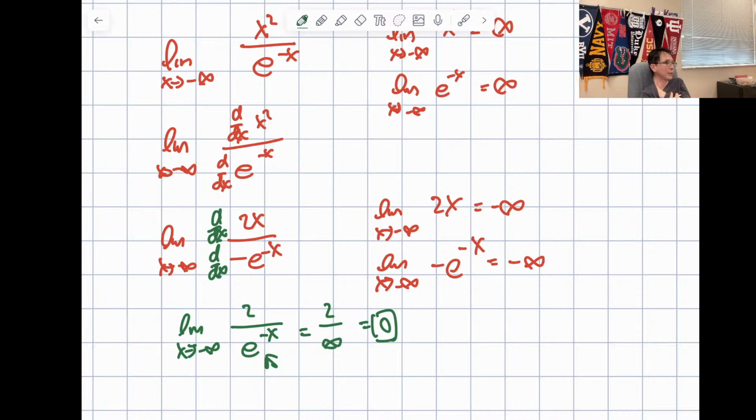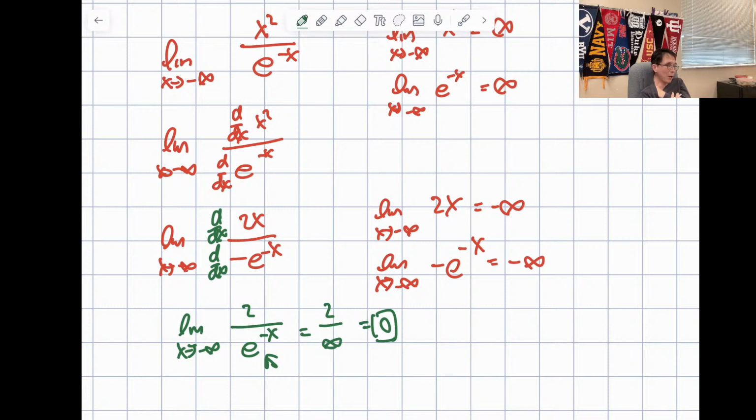Yes, Amara? Yes, that's a great question. You're going to stop and check. If you got a value, you stop. Actually, that's a great question. If you got a value, if you don't get an indeterminate form, you stop right there.